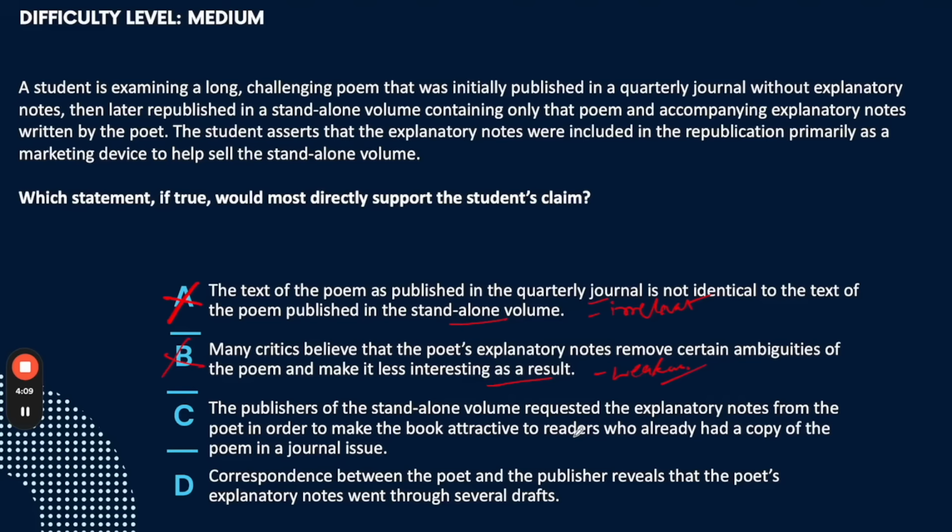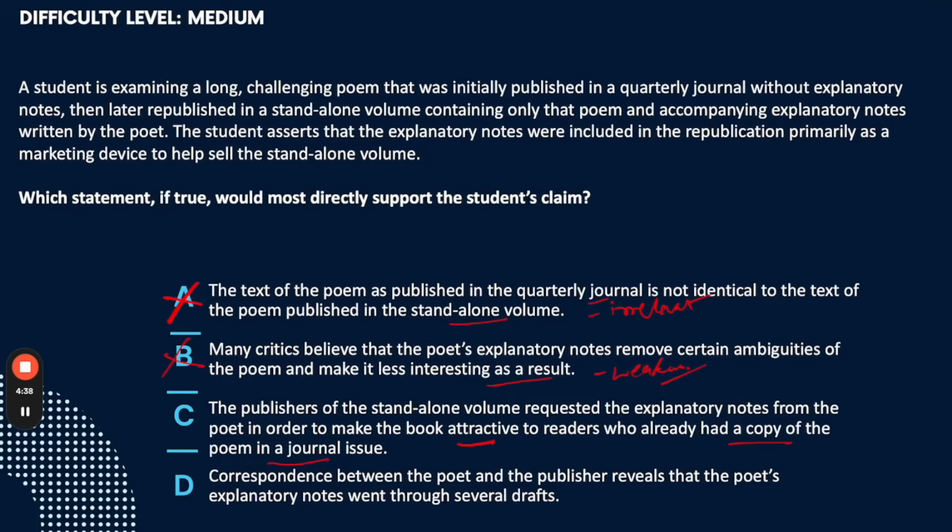right? I want the right option to say that there is a possibility of more people purchasing the standalone volume because of the explanatory notes. Let's go to C. The publishers of the standalone volume requested the explanatory notes from the poet in order to make the book attractive to readers who already had a copy of the poem in a journal issue.